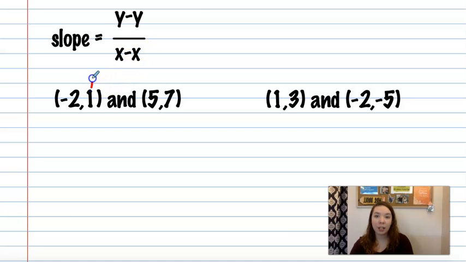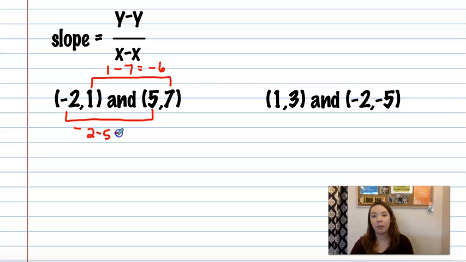So I'm going to connect my y's on the top since they'll be on the top of my fraction, and it's always subtraction. So this will be 1 minus 7, which will give me negative 6. Then I'm going to connect my x's on the bottom, since they're on the bottom of my fraction, and I have negative 2 minus 5 is negative 7. So my slope is negative 6 over negative 7, but two negatives cancel out to be positive, so my final answer is positive 6/7.